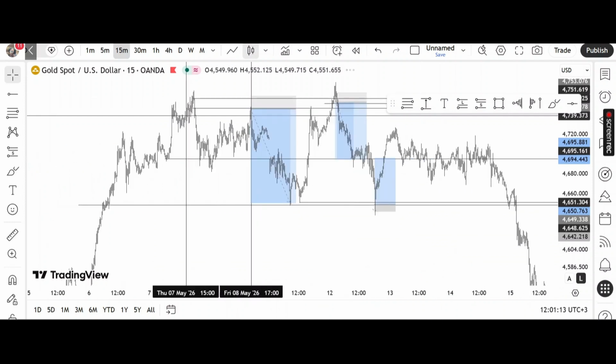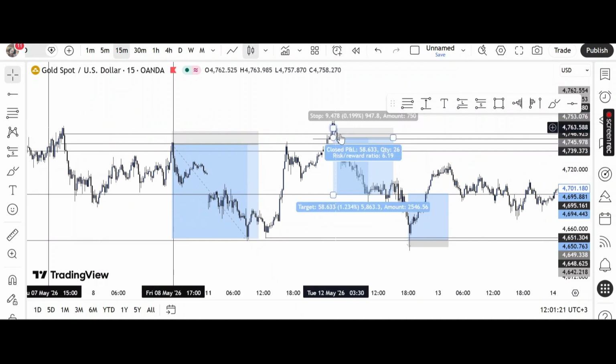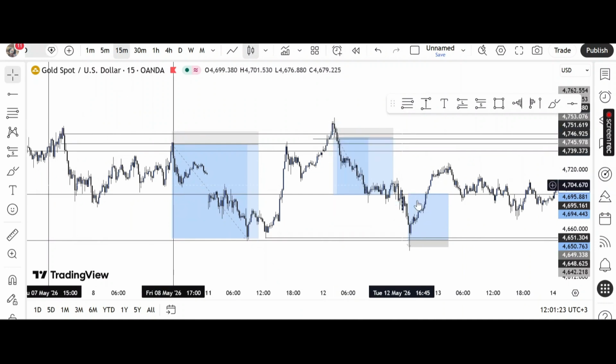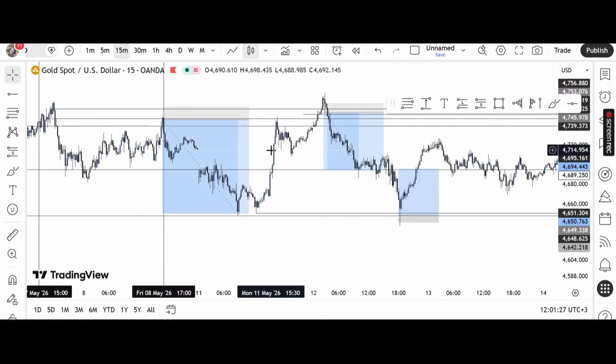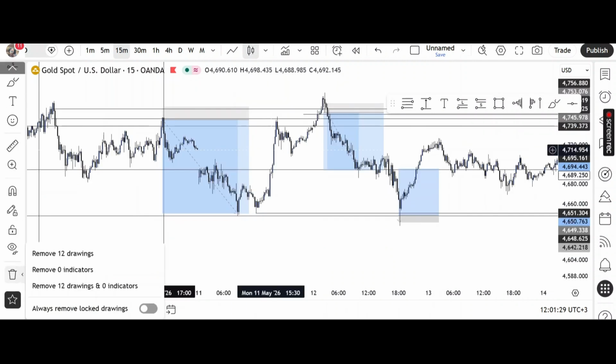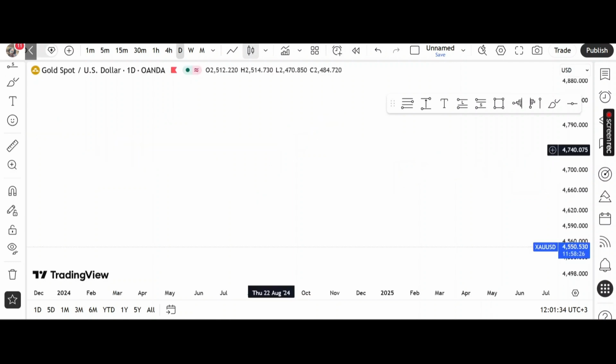Like the first one, it was so beautiful. Look at that sniper, look at that sniper, look at that sniper. The second one, I caught it in between, and the third I also caught it in between, but the first one was sniper. So let me delete all this, then we start afresh to see how it went.